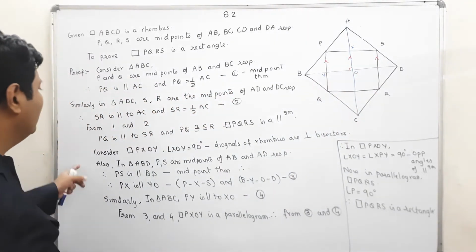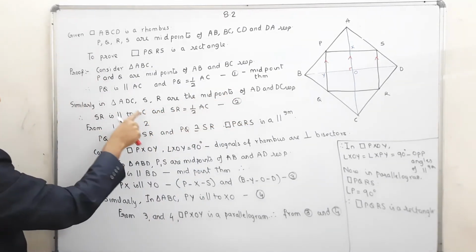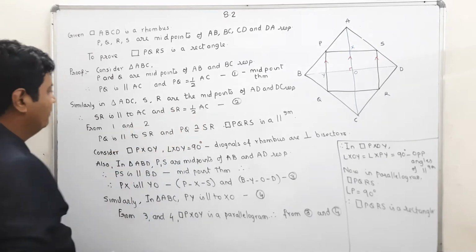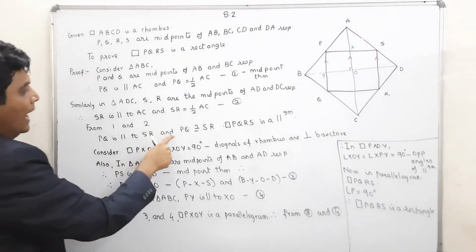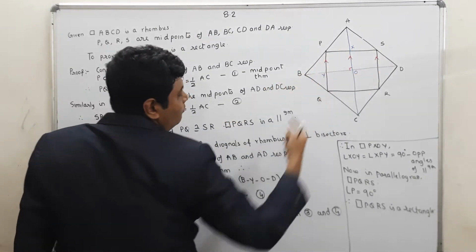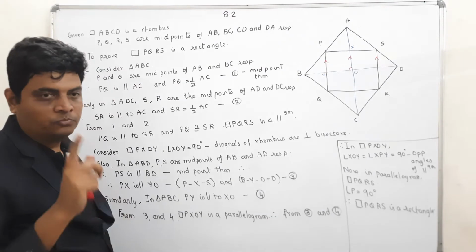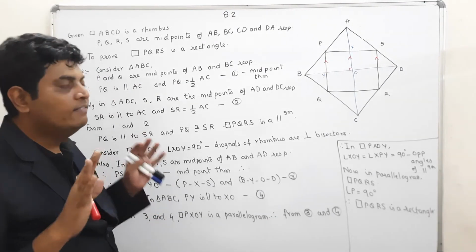So therefore, what do we get? In triangle ADC, S and R are the midpoints. SR is parallel to AC and SR is half of AC. So from 1 and 2, what do we get? PQ is parallel to SR and PQ is equal to SR. So therefore, quadrilateral PQRS becomes a parallelogram. One pair of opposite side is parallel as well as equal.